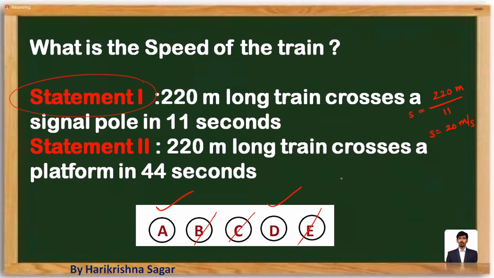Now look at the second statement. As per the second statement, the 220 meters long train is crossing a platform in 44 seconds. To find the speed, speed is distance by time, right? Time is given as 44 seconds, but for distance, 220 meters is only the length of the train, and the length of the platform is not given. We can take the length of the platform separately, but because we don't know it, we keep it as it is. So the second statement is not giving the answer. Eliminate option D. Fix your answer as option A.